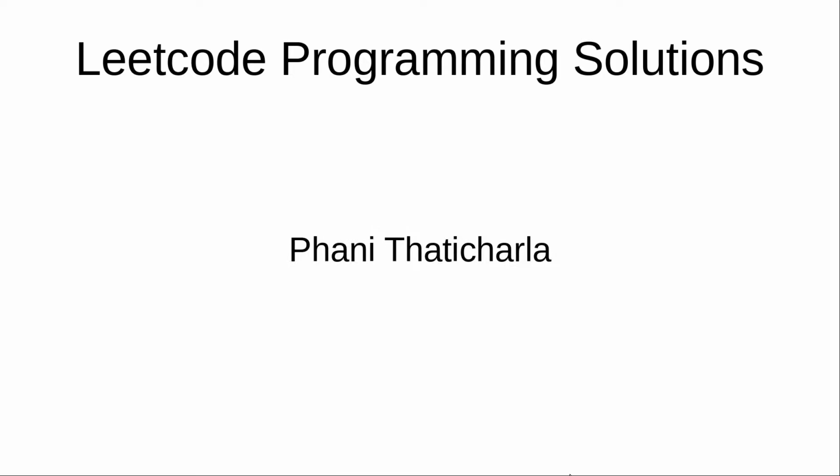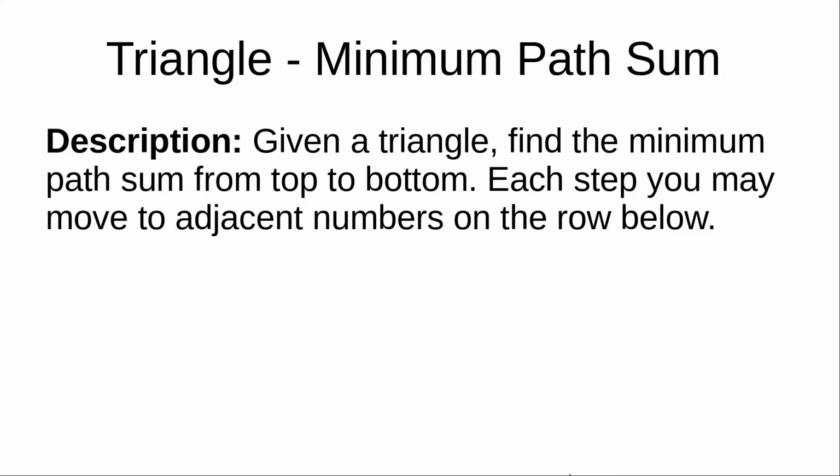In this video, I'll be talking about the problem triangle minimum path sum. So what's the description? Given a triangle, find the minimum path sum from top to bottom. At each step, you may move to the adjacent numbers on the row below. So what does that mean?